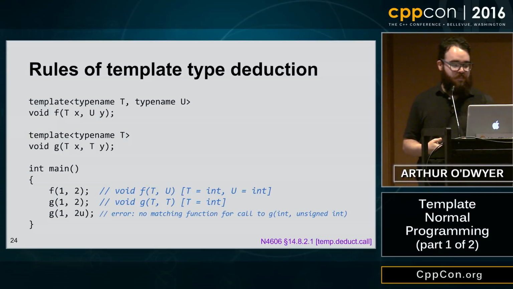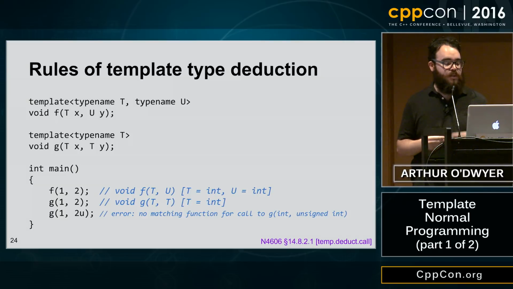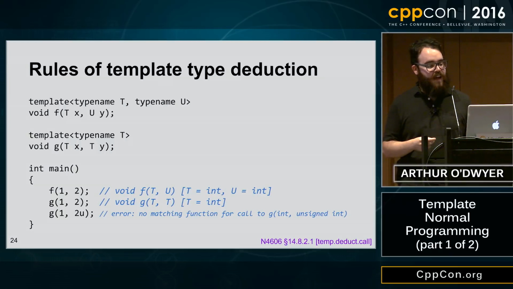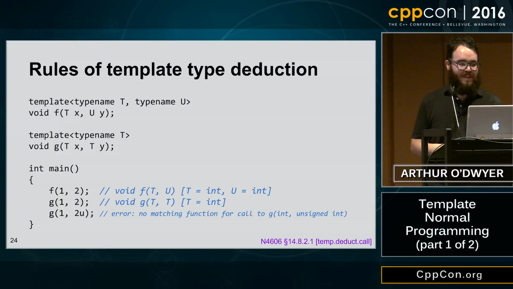Okay. Now with g, g has 2 function parameters, but only 1 template parameter, t. Fortunately, x says, well, t is int. Y says t is int. They compare notes. They agree. Yes, t is int. We are in agreement, and it works.